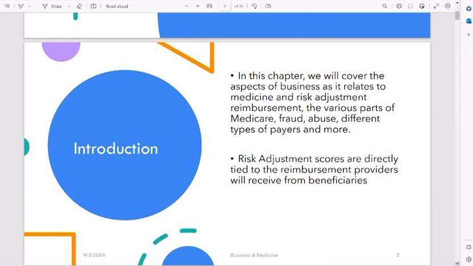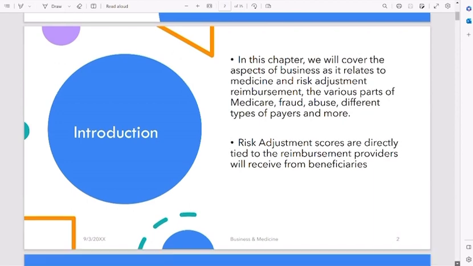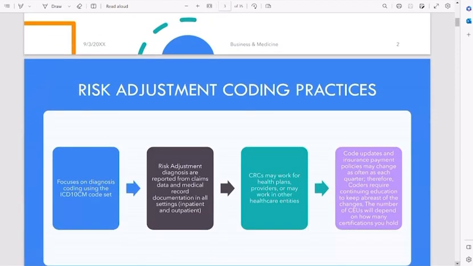Reimbursement, the various parts of Medicare, fraud, abuse, different types of payers, and more. Risk adjustment scores are directly tied to the reimbursement providers will receive from beneficiaries. So if you see the word beneficiaries, it's the same thing as enrollees, or the same thing as people who have a specific insurance plan. So instead of us saying the patients who have this plan, we'll probably say enrollees of this plan or beneficiaries of this plan.